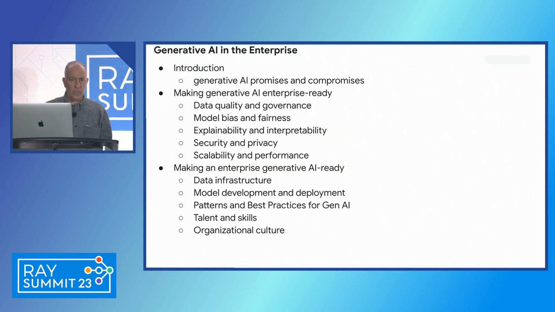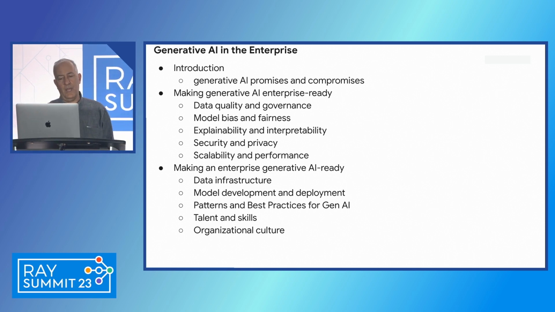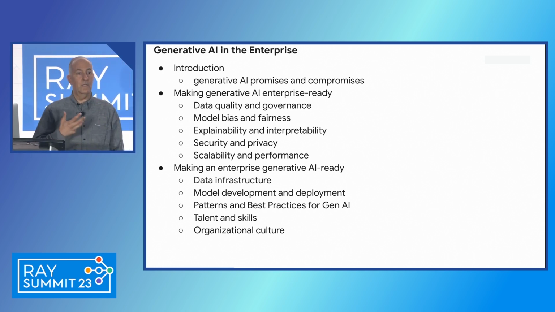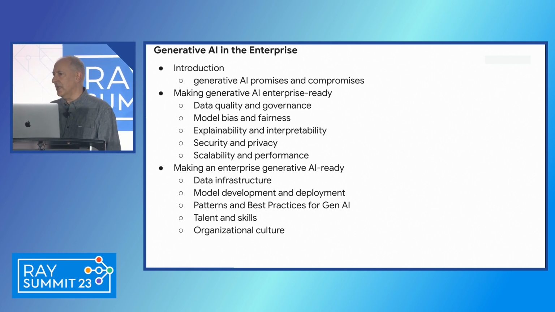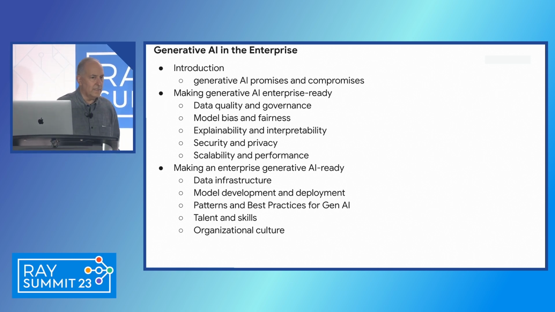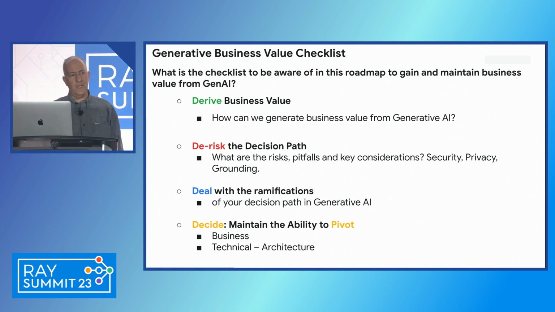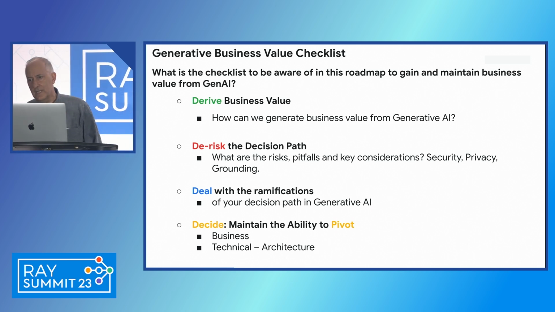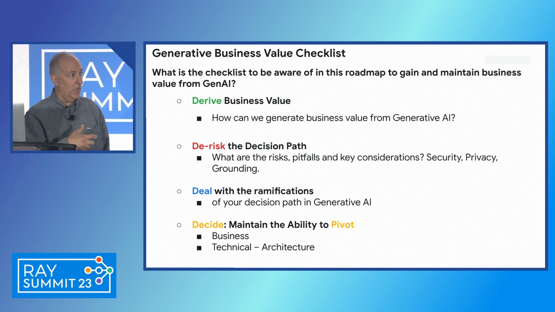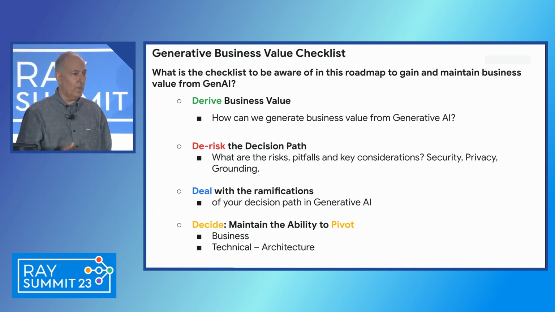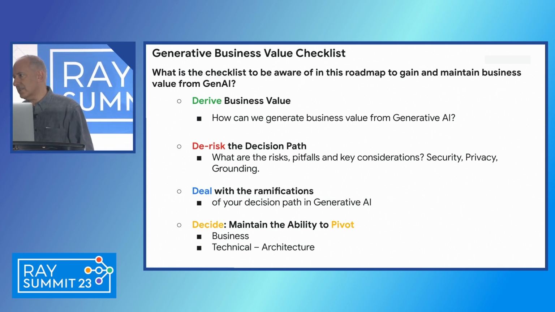So today what we're going to be talking about is very briefly looking at how to make generative AI enterprise ready: issues around data quality and governance, model bias, explainability, security, privacy, scalability, and performance. And then on the other hand, making an enterprise, an organization, GenAI ready in terms of data infrastructure, best practices and patterns, talents, upskilling, etc. One of the key things we're going to talk about today is this business value checklist that you can take to your customers or yourselves within your organization and determine whether you can derive business value from GenAI.